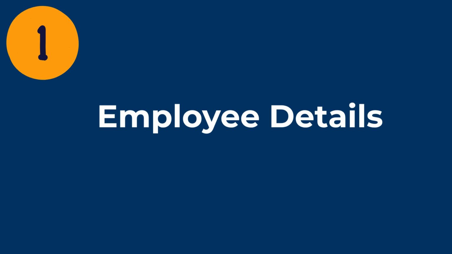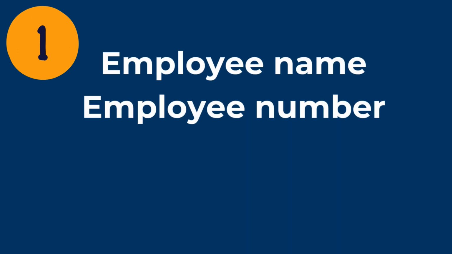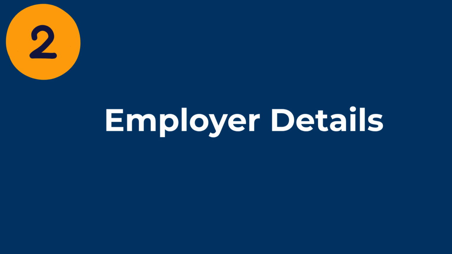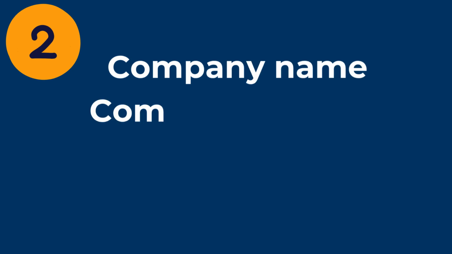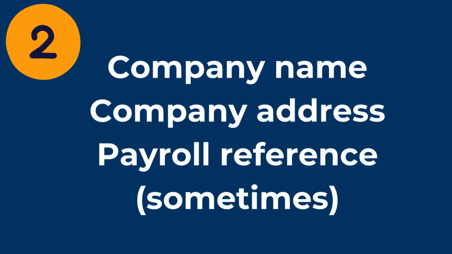This section identifies who the payslip belongs to. So it will include things like the employee's name, employee number, department, and job title. So always check that these details are correct. The payslip also identifies the employer. So this usually includes the company name, company address, and sometimes a payroll reference, and this confirms who issued the payment.